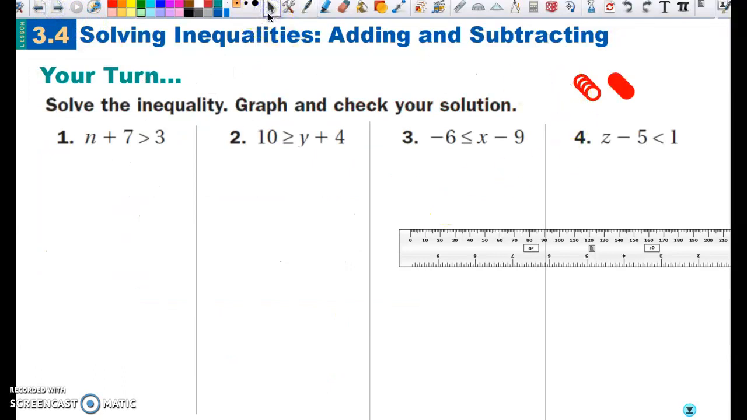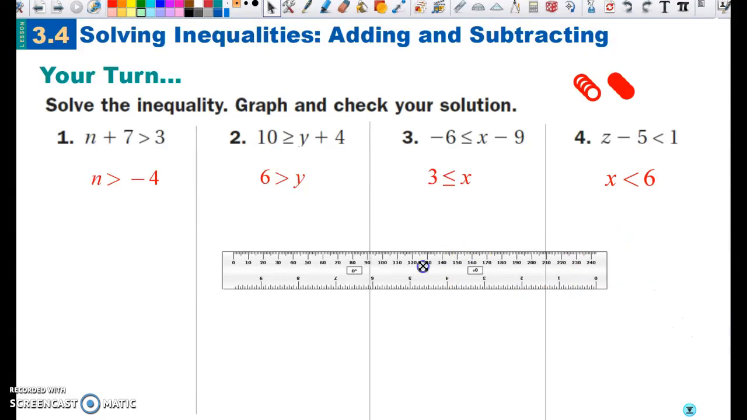Let's do some practice now. Again, pause the video, solve the inequality, and then graph it. First inequality is n is greater than 4. Second inequality is 6 is greater than y. Third inequality is 3 is less than or equal to x. Final inequality is x is less than 6.